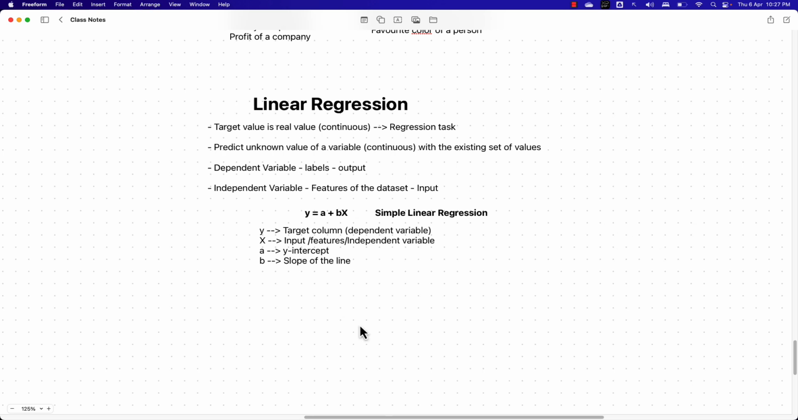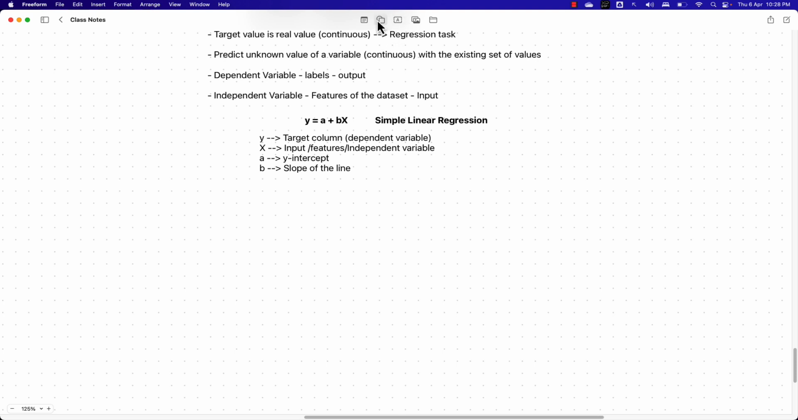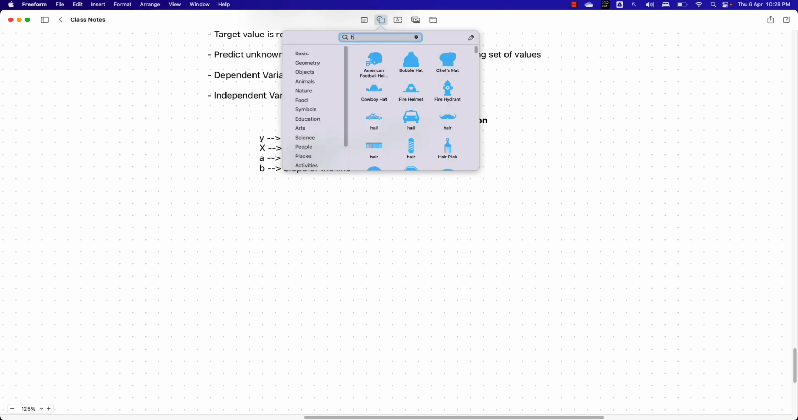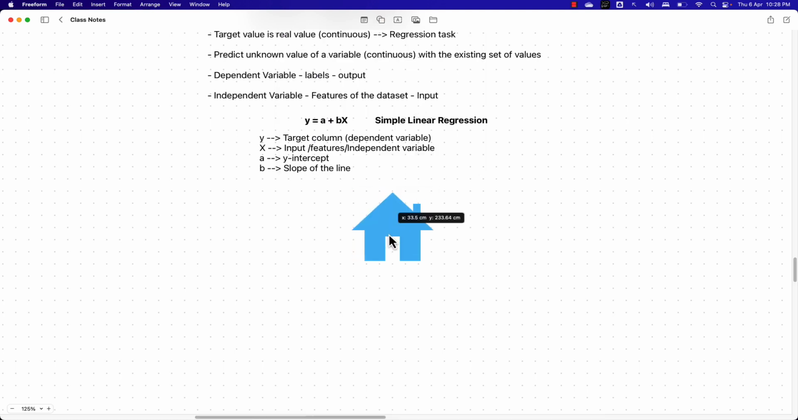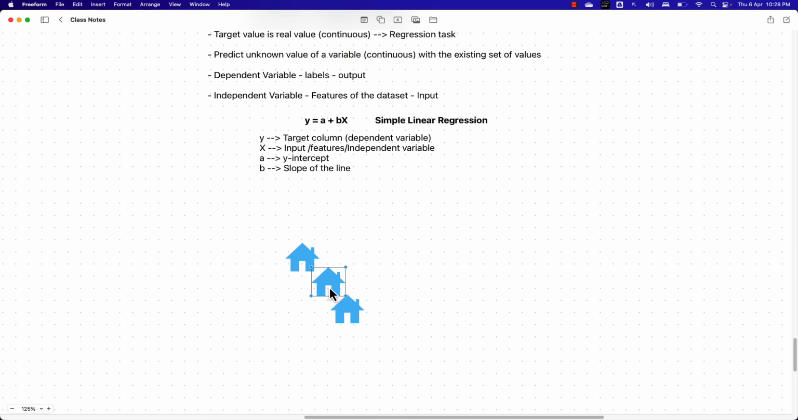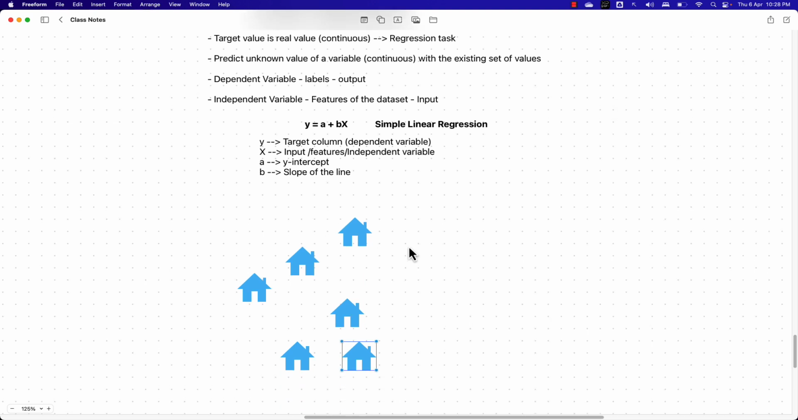Now, before we dive deep into this equation, let's try to understand in a very simple way what exactly this linear regression is. Well, let's understand it with the help of an example. Let's say we have an area, and in this area we've got different houses, houses belonging to different people. Various houses are present with me. This is how the houses are present in an area.